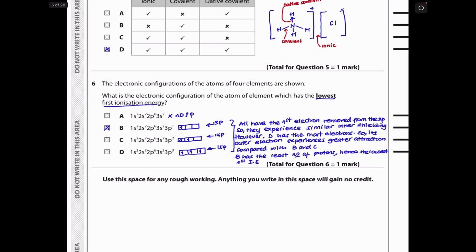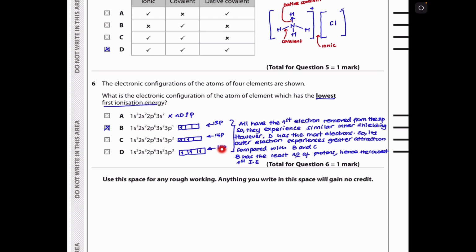In question 6, the electronic configurations of the atoms of 4 elements are shown. What is the electronic configuration of the atom of the element which has the lowest first ionization energy? In A, there is no 3p, so this is out. It means the number of shells is fewer. However, when we go to B, C, and D, there are 3p orbitals. So here we have 1 electron in the 3p, 2 electrons, and 3 electrons.